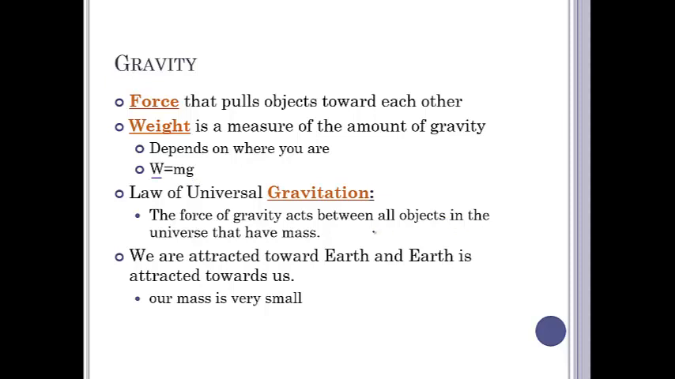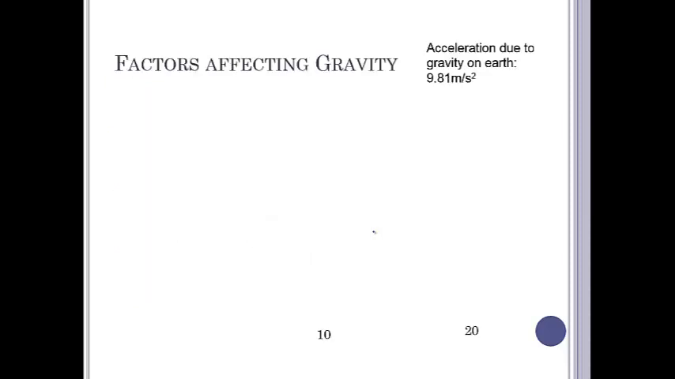The law of universal gravitation says that the force of gravity acts between all objects in the universe that have mass. So if it's an object that has mass, it's going to have a gravitational pull towards any other object. So we are attracted towards the Earth, and the Earth is actually attracted towards us because we have mass. But if you compare our mass to the mass of the Earth, it is so small that we're not going to be able to change the Earth's motion.